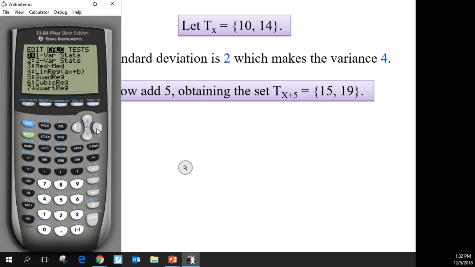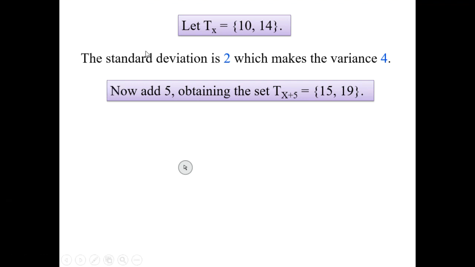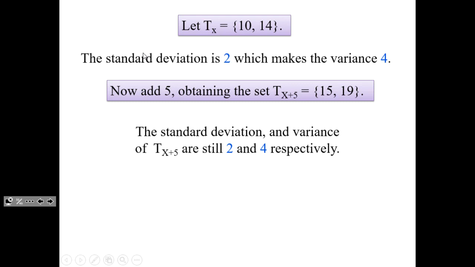Let's look up our standard deviation now. 15 and 19, this is in L4. So you tell it L4. And again, our standard deviation is still 2. And it's still 4. Because we didn't change how far apart anything was.